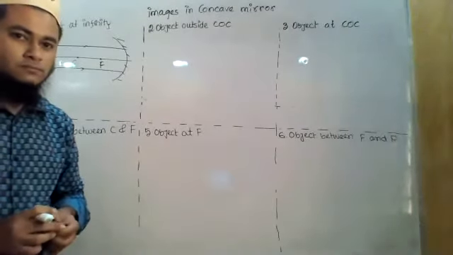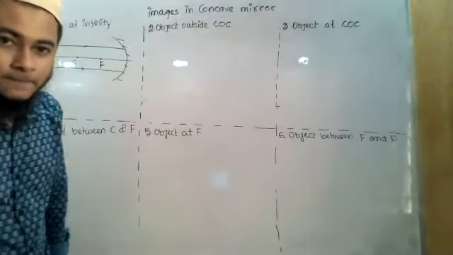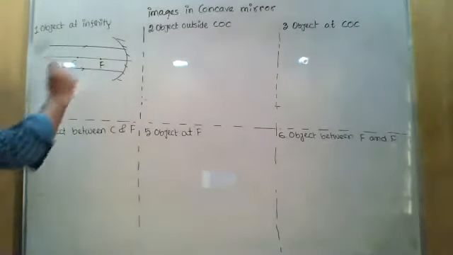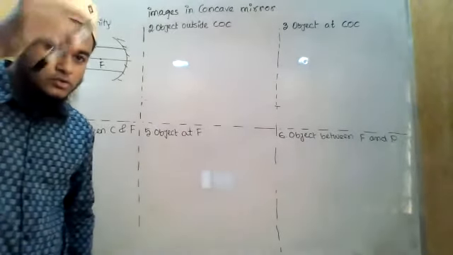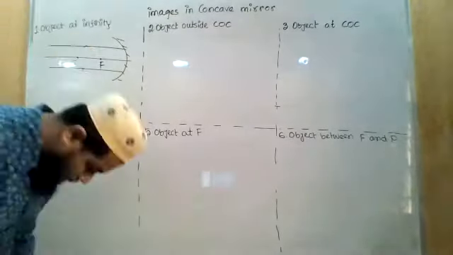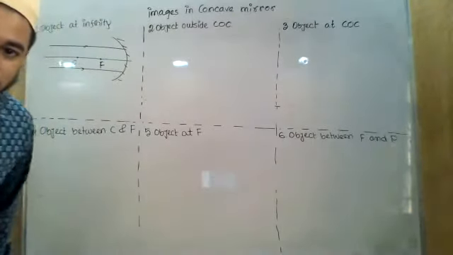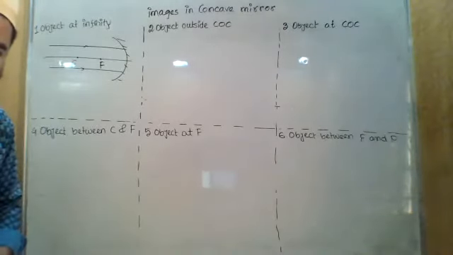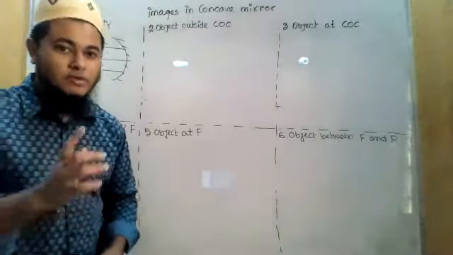Sumaya Begum, are you there? Yes, sir. So can you tell me how this light ray is going to be reflected? Parallel to principal axis. After reflection, it will go through. Nahrin? Sir, it will pass through the focal point. Principal focus.